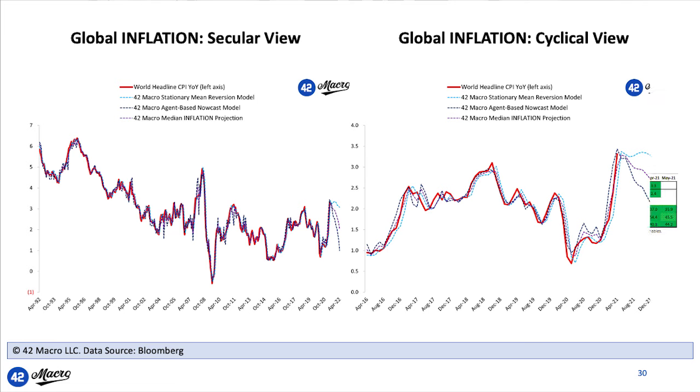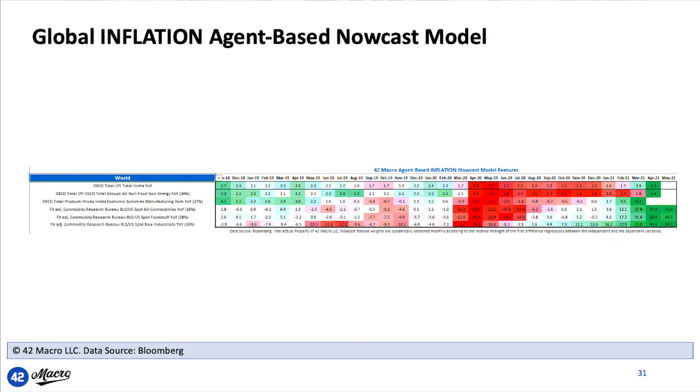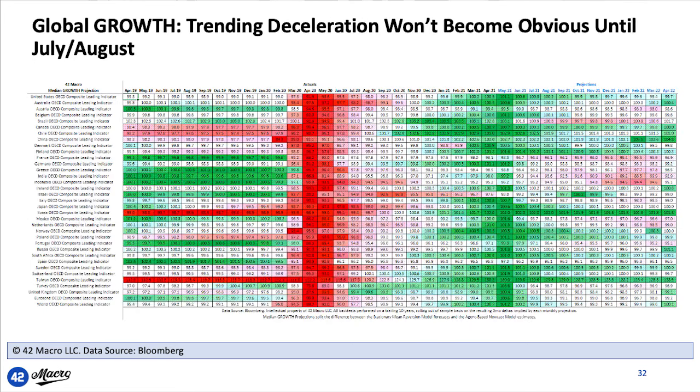On slide 31, there's our agent-based nowcast model for global inflation, seeing similar dynamics as it relates to U.S. inflation. You're seeing some roll off in some of the features in May, but again, still extremely elevated. We're not going to really see a material change in the trend until you get the July, August columns in these tables.